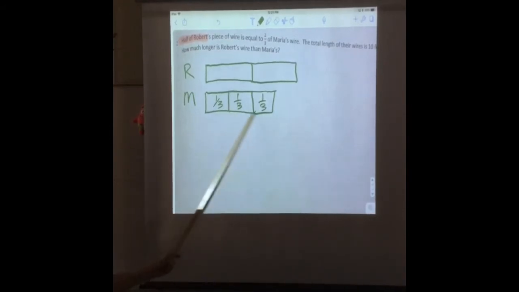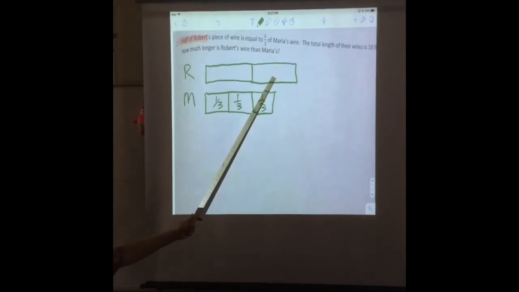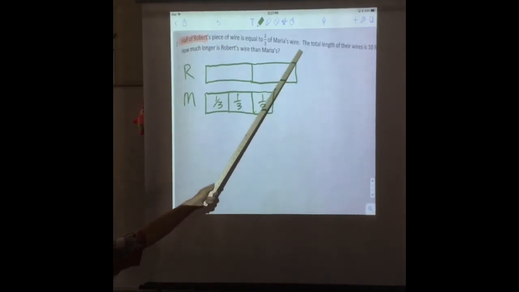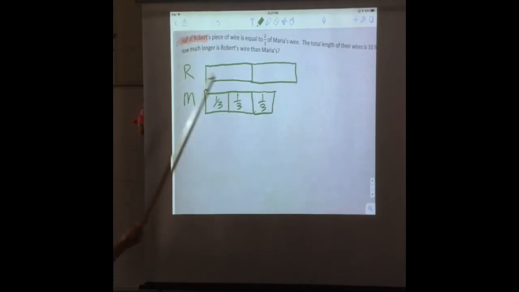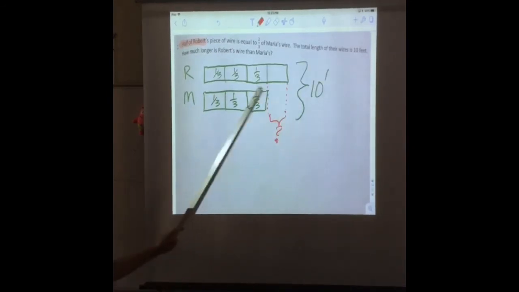So Maria's wire would be this. Now Robert's wire is that. The total length of wire is 10 feet. So how do we do this problem? We're wanting to know how much longer this is.